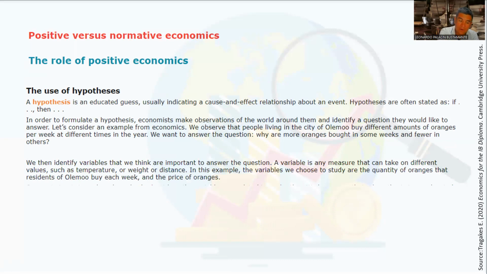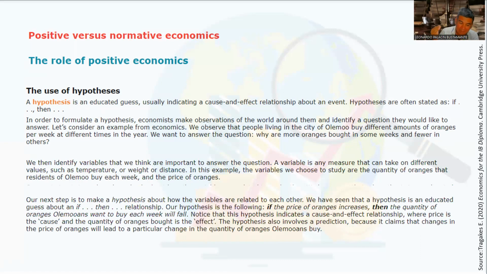We then identify variables. So you need to know why people buy more oranges in some weeks or days of the year. A variable is any measure that can take on different values, such as temperature, weight, or distance. In this example, the variables we choose to study are the quantity of oranges that these residents of Olemu buy each week, because we want to know why people buy more oranges, and also the price of oranges.